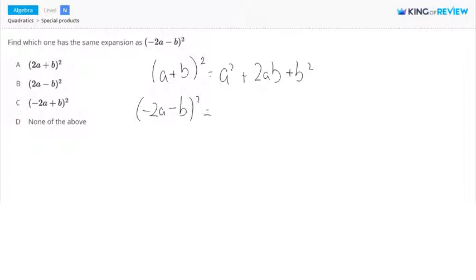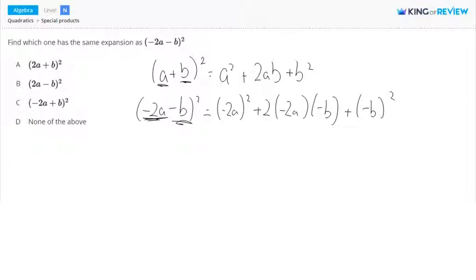Alright, well, we're going to have for our a here this negative 2a, and for our b the negative b. So we're going to put in the negative 2a, and then we're going to square it, and then 2 times negative 2a times the negative b, and then the negative b, and we're going to square this whole thing.